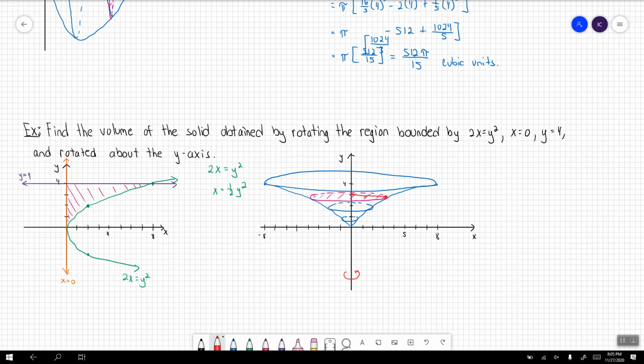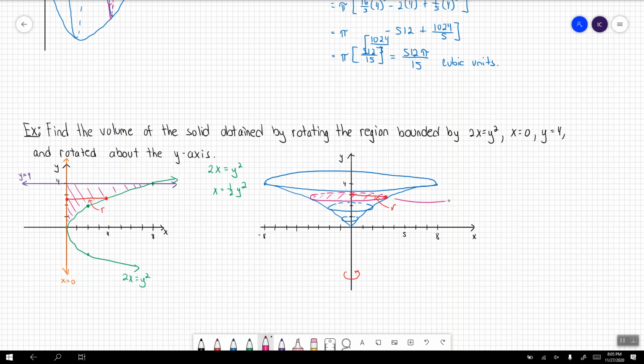Now, finding the radius, we always go back to the initial picture. If we're picking a sample point inside of the y values, then that radius will be extending from the y-axis, in other words, x is equal to 0, all the way out to this point here, which is the equation of this parabola, x is equal to 1/2 y squared. And again, this is your radius. So again, that's the same radius r.